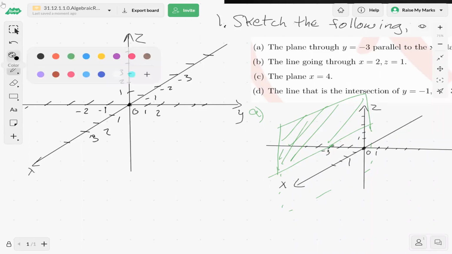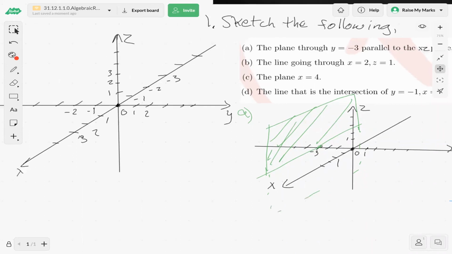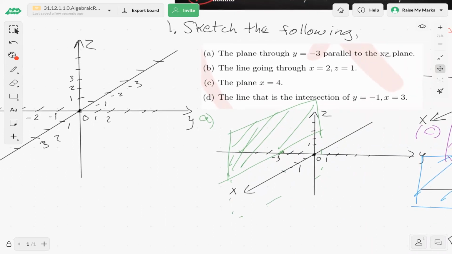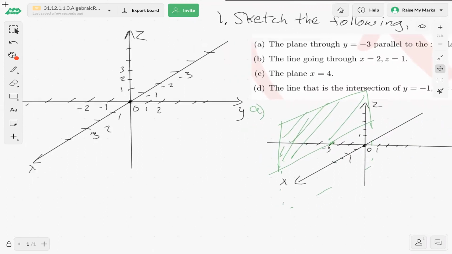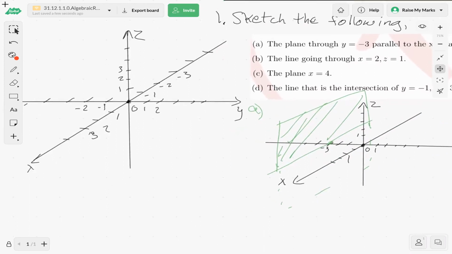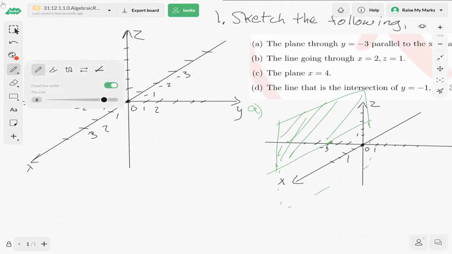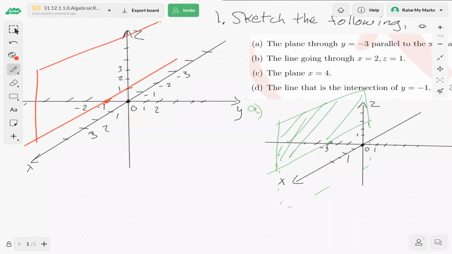Okay, so let's have a look. So we're looking for a line that's the intersection of two planes. So the first plane is y equals -1. So there's y equals -1. We need to find that plane. So I'm going to say it's this plane right here. Okay. So that red plane parallel to the xz plane.